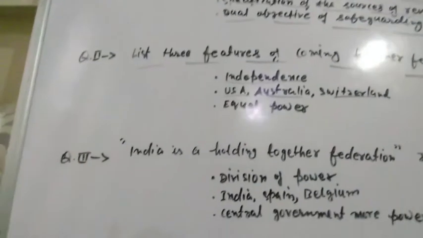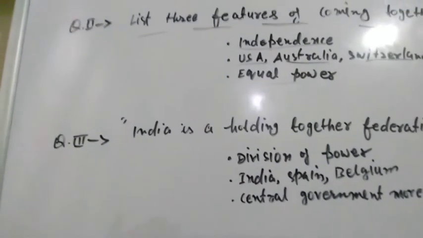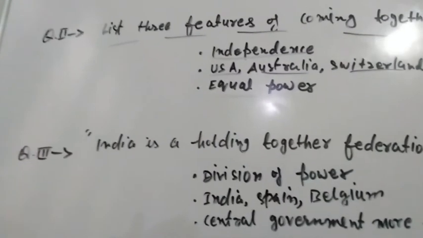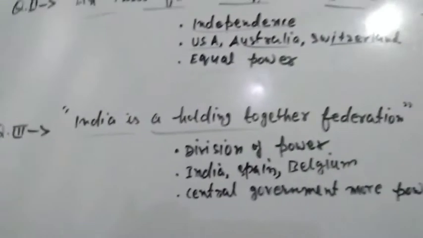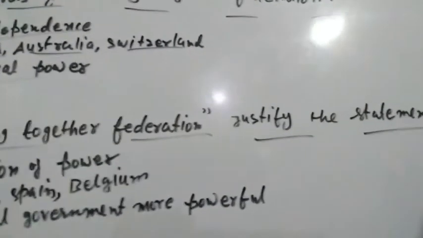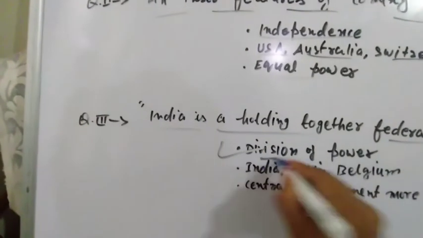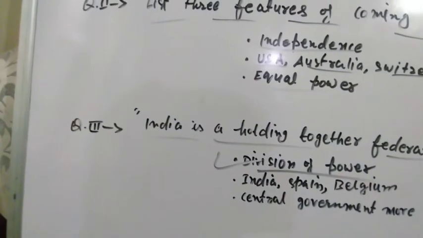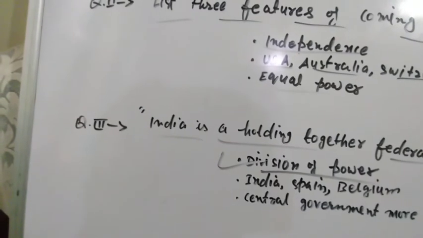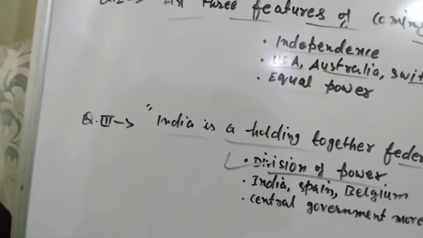Now I am going to explain question number 3, in which I will describe how coming together federation is different from holding together federation. The question is, India is a holding together federation. Justify the statement along with suitable reasons. First point is division of power. You know that there are two kinds of federation. One is coming together federation like USA, Switzerland and Australia, and the other is holding together federation like India, Spain and Belgium.